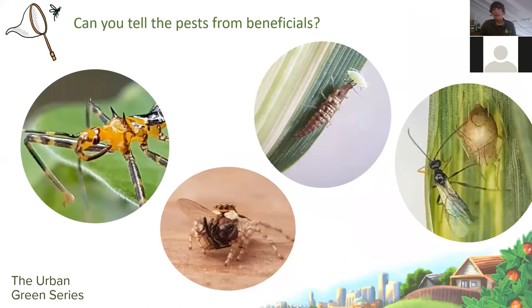The other thing to keep in mind is you're going to see a lot of insects and invertebrates, and some of them are going to be beneficials. And unfortunately, as we have discussed in the previous weeks, there's no real hard and fast rules for distinguishing a pest from a beneficial. Lizzie gave some good tips, such as they might have bigger, stronger looking mouth parts. So for instance, this guy here, we can see he's a piercer or a sucker.